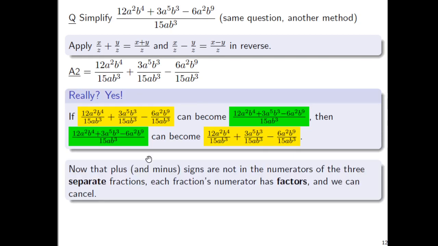So now that the plus and minus signs are not in the fractions, in each of the separate fractions you have factors, and we'll do some cancellations. What's highlighted in red now at the top, after all the canceling, I won't go through the details here, you'll have 4ab over 5, then plus the next fraction will be a^4 over 5, minus finally the third fraction will be 2ab^6 over 5.